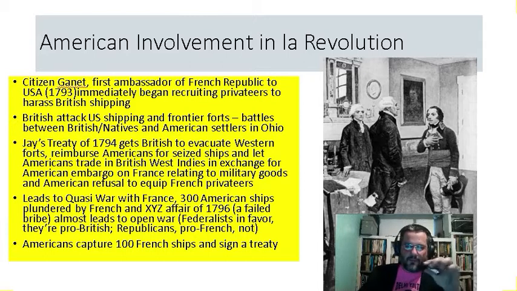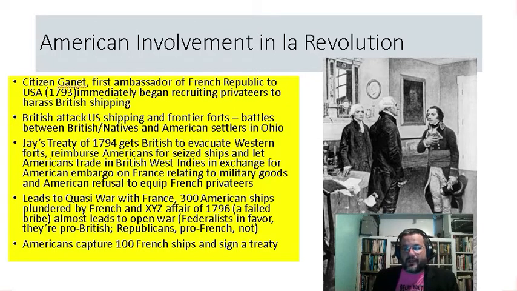So, anyways, one of the problems that emerged late in George Washington's presidency was America's inability to remain neutral in the early French Revolution. Citizen Genet, I mean, this is long before Napoleon, was the French ambassador to the United States who was secretly recruiting pirates, American privateers, to harass British shipping. So the British retaliated. They attacked U.S. shipping and they attacked frontier forts.